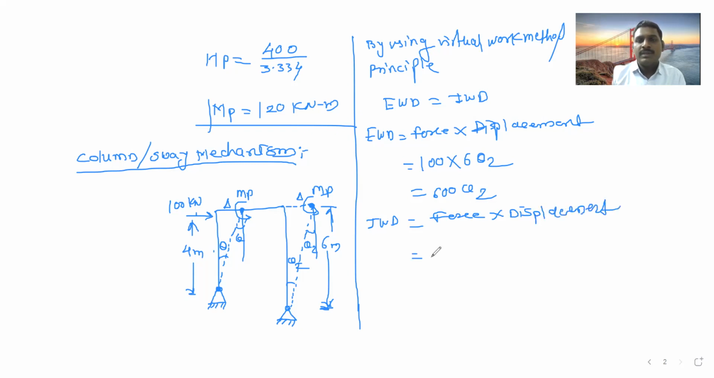Again force into displacement. So now, in the internal work done, internal means that due to the external force, whatever movements occur, internal forces are generated. So internal work is nothing but the movement generated due to the external force. So how many MPs are there? Two. One is MP theta and the second is MP theta 2.